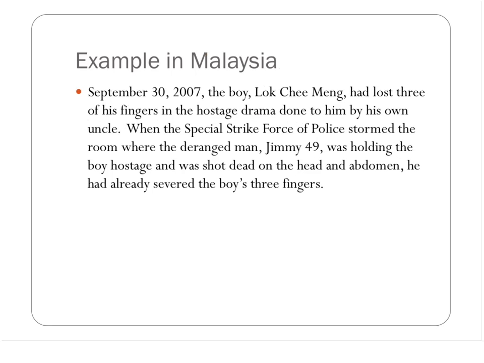An example in Malaysia, September 2007. A boy, Lok Chi Meng, lost 3 of his fingers in a hostage drama done to him by his own uncle. When the Special Strike Force of the police stormed the room, the deranged man, Jimmy, 49, was holding the boy as hostage and was shot dead in the head and abdomen. By then he had already severed the boy's 3 fingers. So you see, it's happening everywhere.